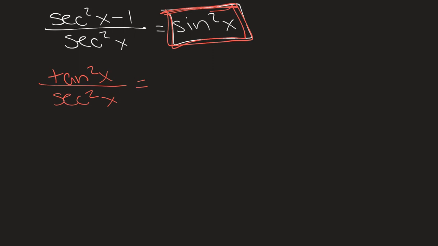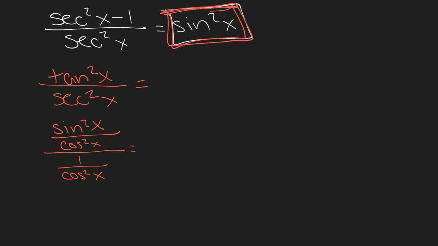So we're just going to keep that equal sign going. Now, what we see is that we have secant and tangent. We should change those into sines and cosines. So tangent is sine squared x over cosine squared x, over 1 over cosine squared x. 1 over cosine squared x is the same thing as secant squared x. That's just the reciprocal identity. So we use the quotient identity in the numerator and the reciprocal identity in the denominator.